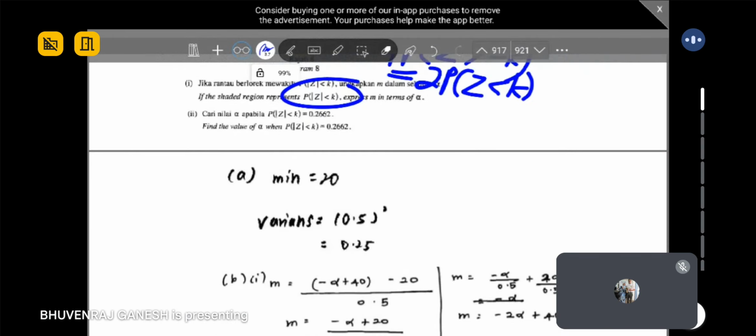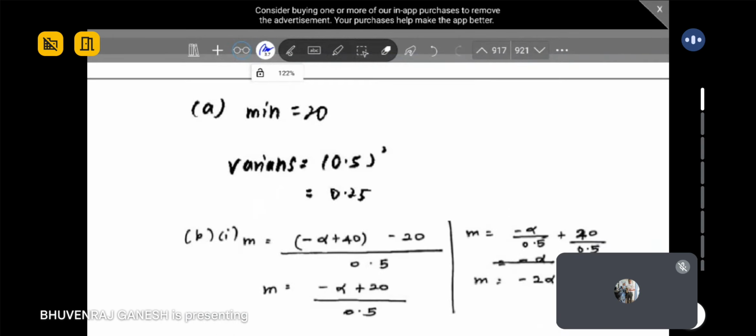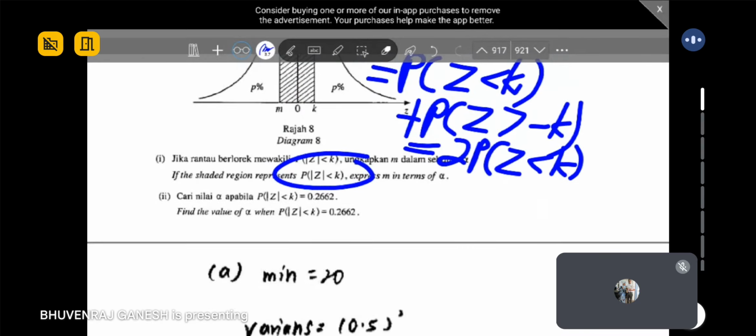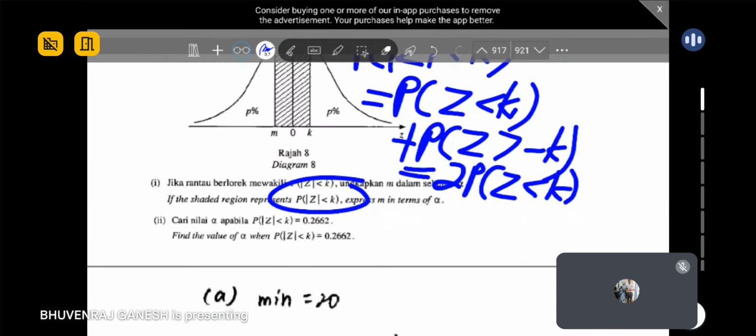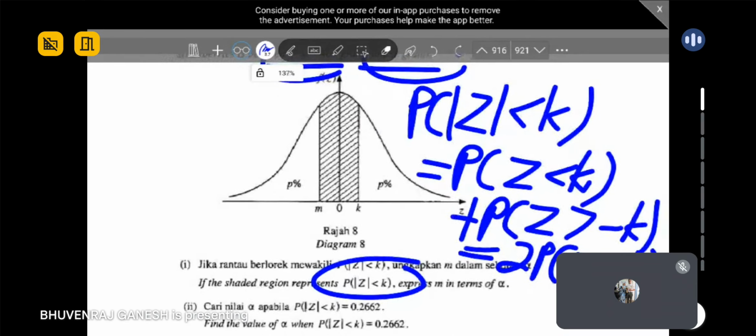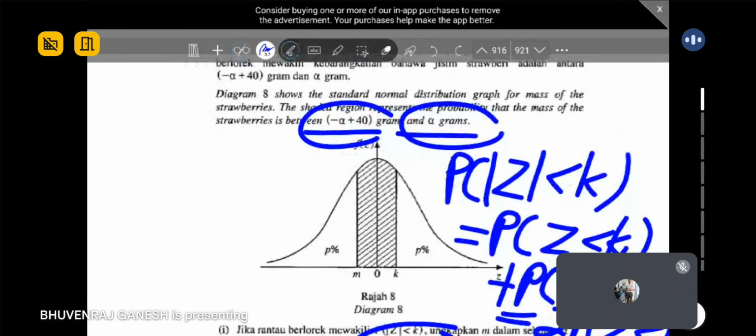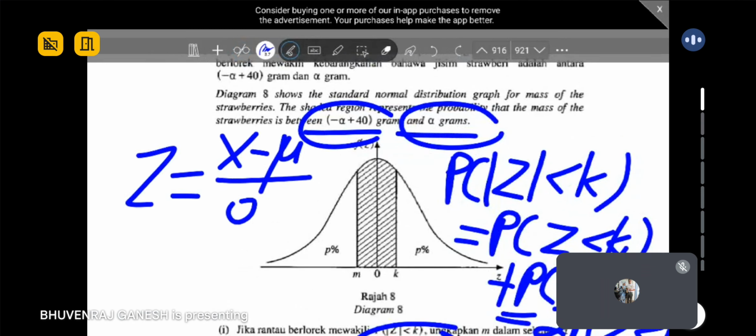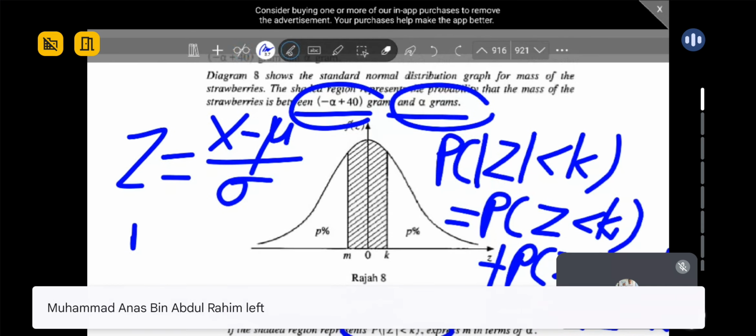Alright. So how to express? Okay, you will get something like this. They ask m in terms of alpha. Okay? So your m is actually your z score. Am I right? M is the z score. So you can use the formula z equals x minus mean over standard deviation. Okay, so z is equal to m.